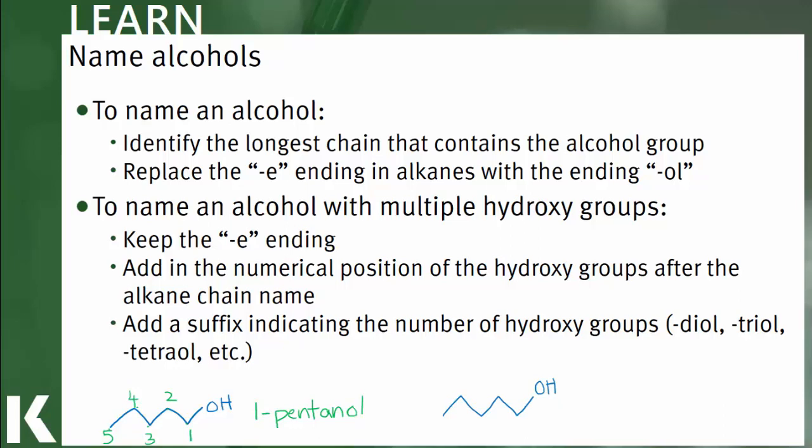How would the name change if we took that same 1-pentanol and we added another hydroxy group? In order to name this molecule, we keep the E ending. So since this is a 5-carbon chain, this would be a pentane. We add in the positions of the hydroxy groups after the alkane chain name, remembering to number the carbon chain to give those hydroxy groups the lowest value.